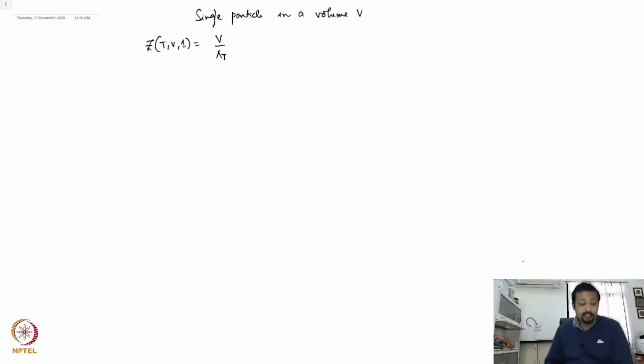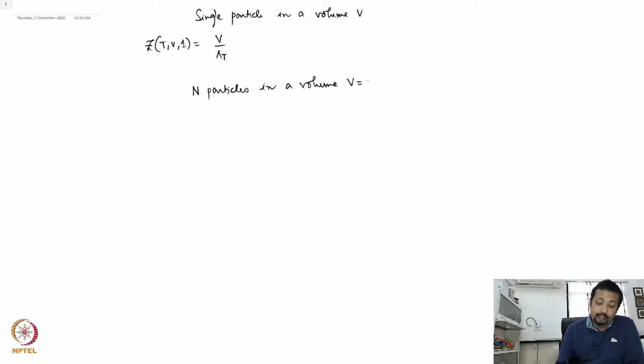So we had looked at a single particle in a volume V, and we determined that the canonical partition function of this single particle is V over lambda t, consistent with our classical result. Now we want to look at n particles in a volume V given by L cubed, and we want to calculate the canonical partition function.